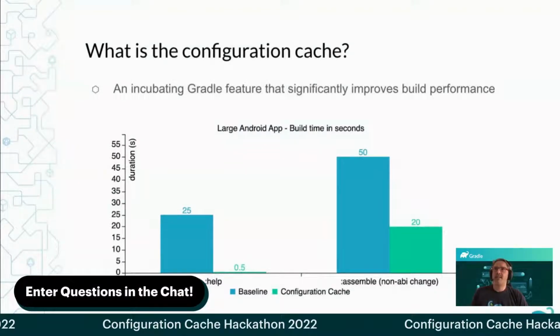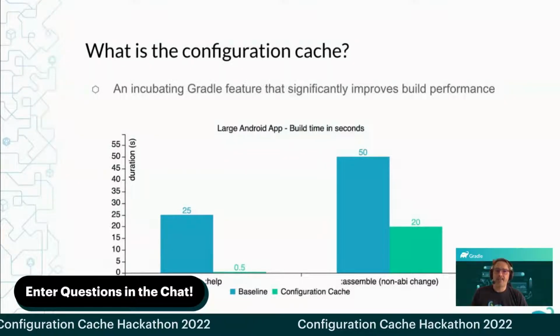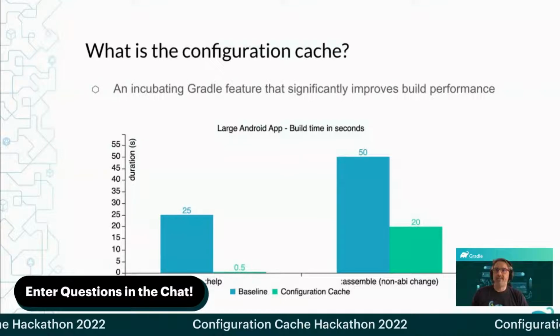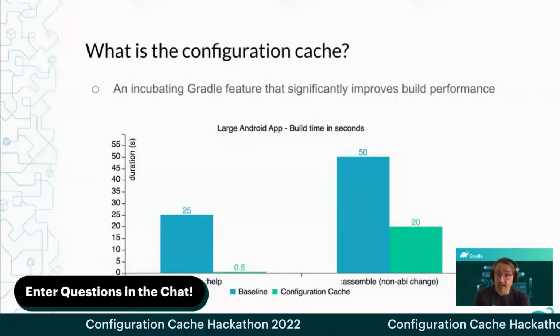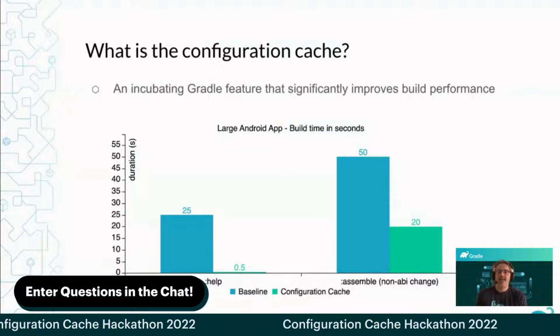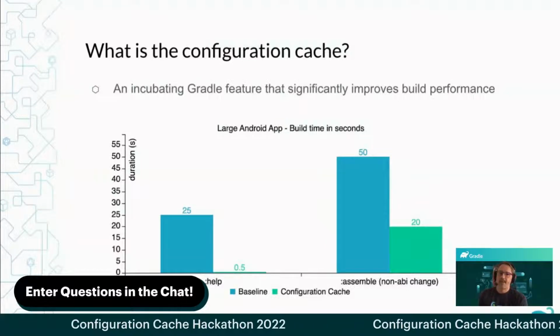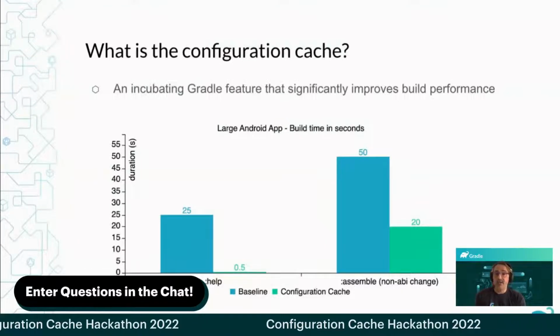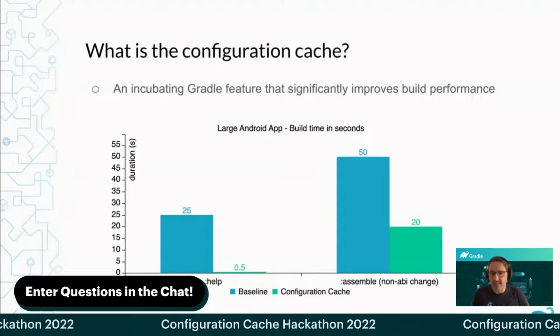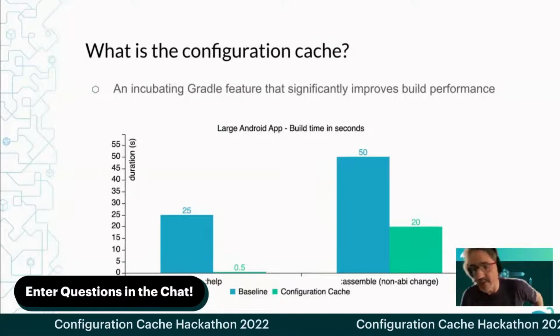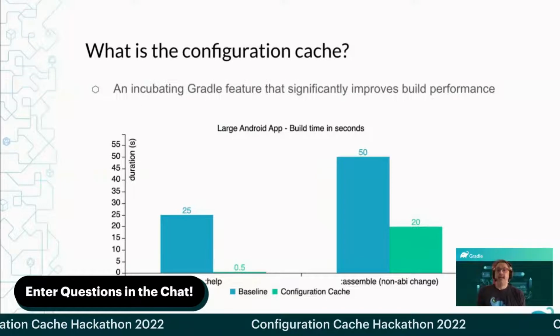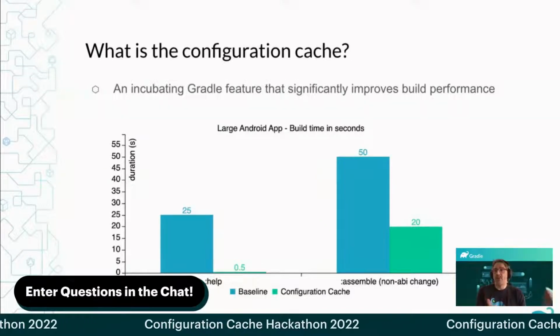So first, what is the configuration cache? The configuration cache is a still incubating Gradle feature that significantly improves build performance. It does so by caching the result of the configuration phase, which I'll get into in more detail later, and reusing that for subsequent builds.